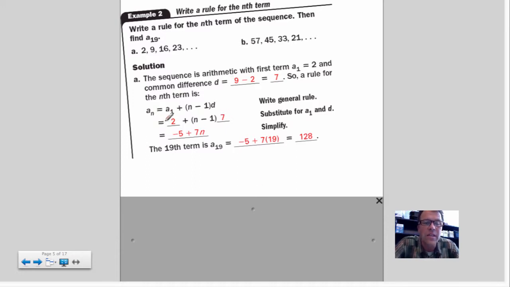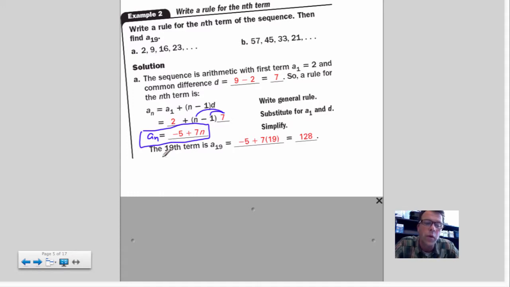The common difference is 7, and we know the first term is 2, and using the formula we'd substitute in 2. We'd put in the 7, and then you'd clean this up. It's kind of a backwards distribution. We multiply 7 times n and 7 times -1, so we get 7n, then -7 plus 2 is -5, and this is your rule. So this rule, a sub n, will tell you, if I plug in n, I can figure out any next term. Or I can even go backwards.